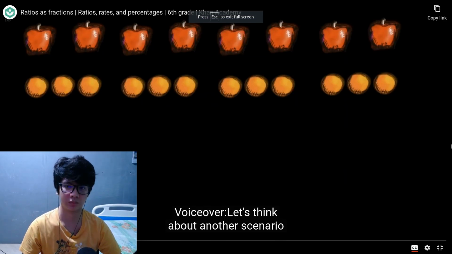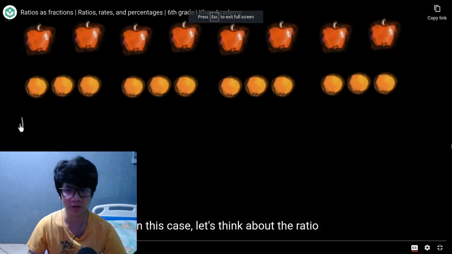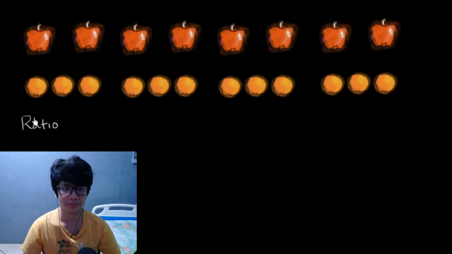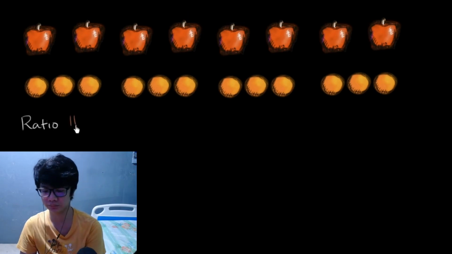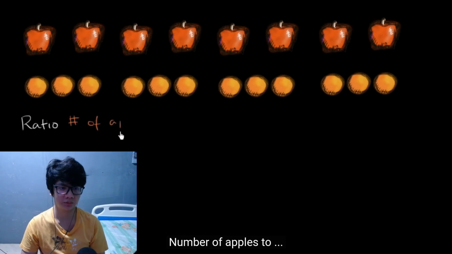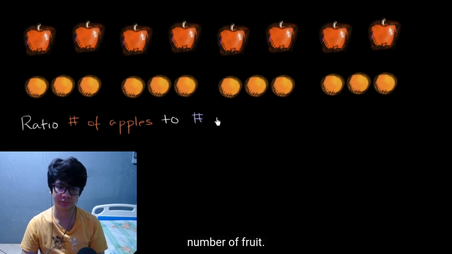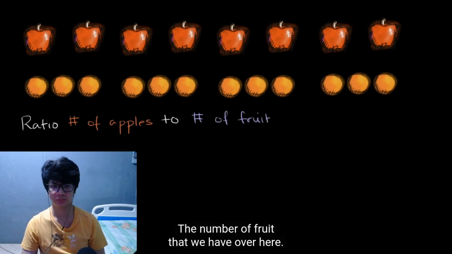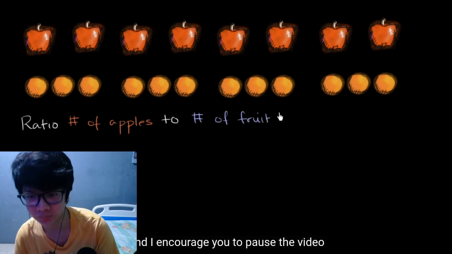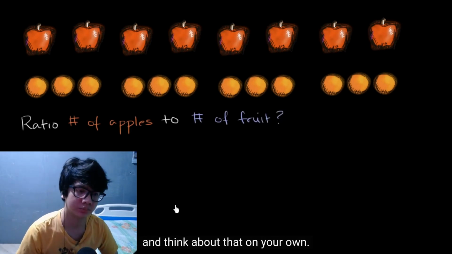Let's think about another scenario involving ratios. In this case, let's think about the ratio of the number of apples, instead of taking the ratio of the number of apples to the number of oranges, let's take the number of apples to the number of fruit. The number of fruit that we have over here. And I encourage you to pause the video and think about that on your own.